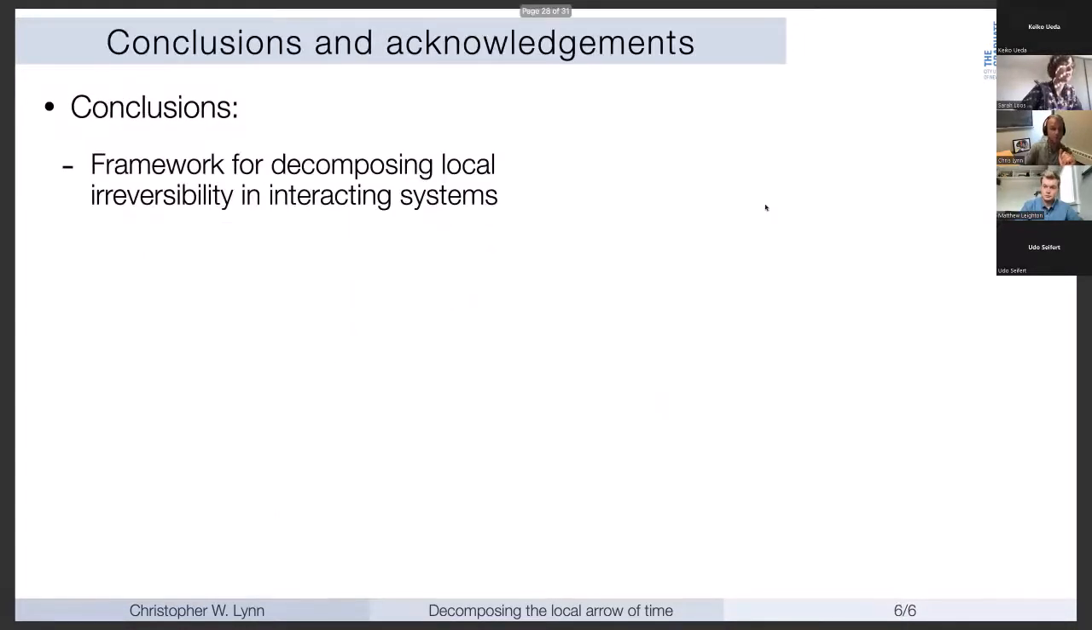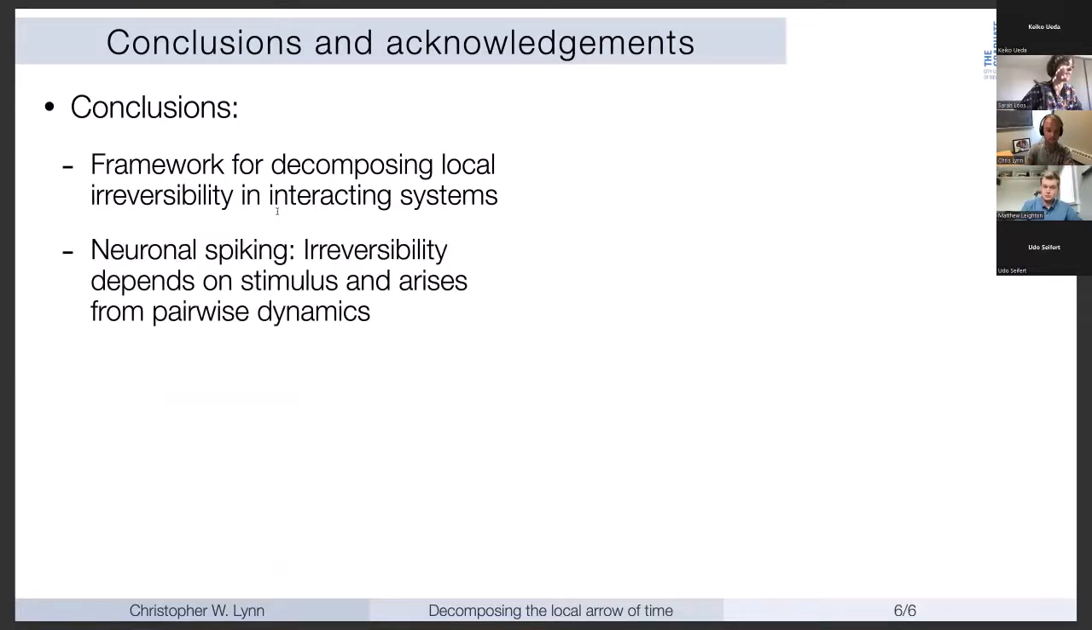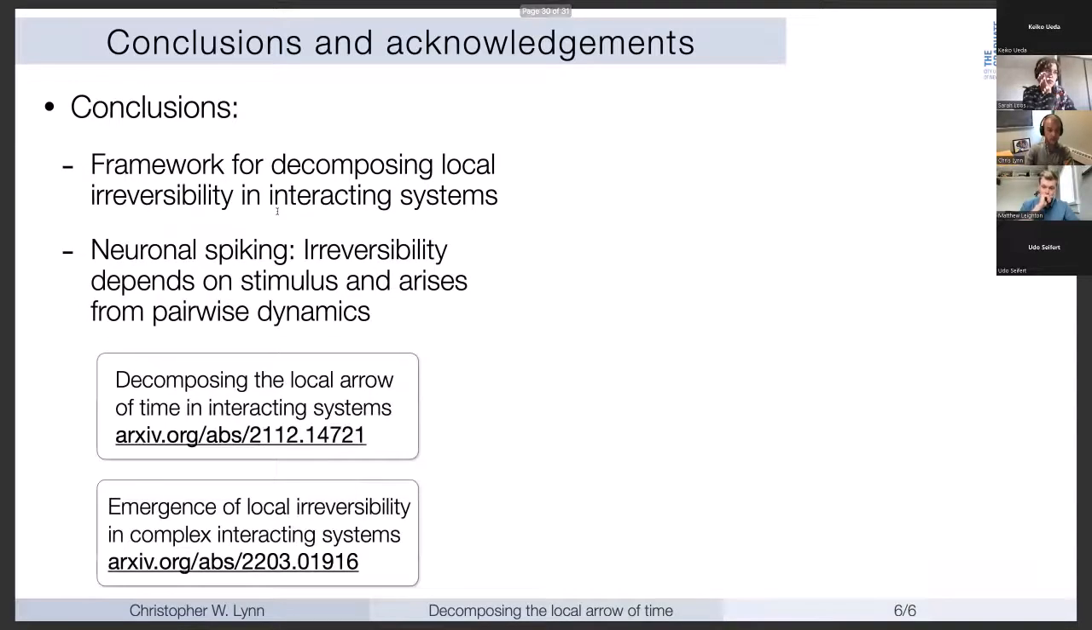So just to conclude, we built this framework for decomposing the irreversibility in interacting systems. And we applied it to these groups of neurons firing and found that the irreversibility depends highly non-trivially on the irreversibility of the stimulus, but across both stimuli seems to arise from the simplest dynamics, these pairwise dynamics. So we have a couple papers on the arXiv about this, if you'd like to check them out.